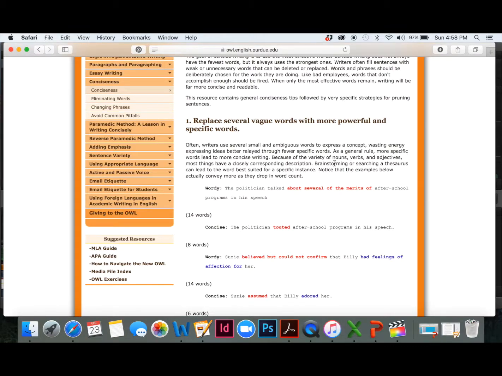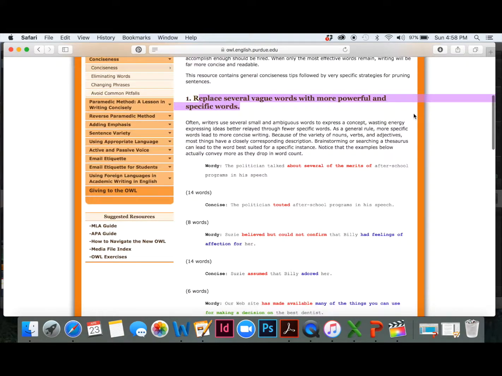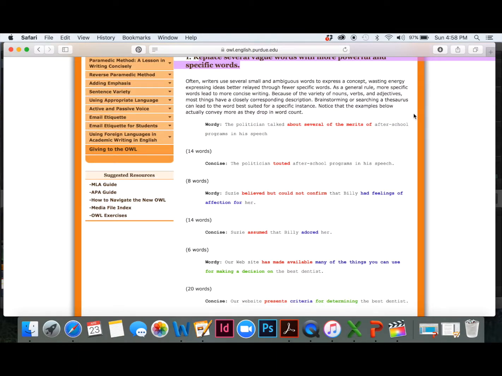So the first one here is to replace several vague words with more powerful and specific words. The first example that they have of this tip is, the politician talked about several of the merits of after-school programs in his speech. And a more efficient way to write this would be, the politician touted after-school programs in his speech. Now this broke that down from 14 words to 8 words, with again getting the exact same message across.